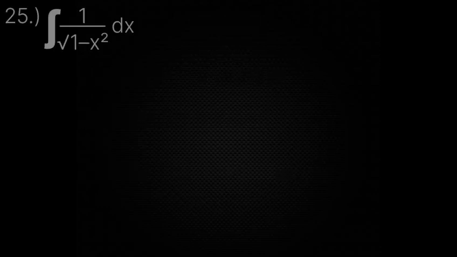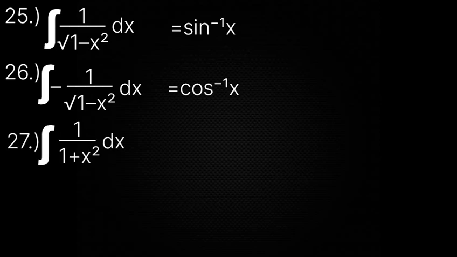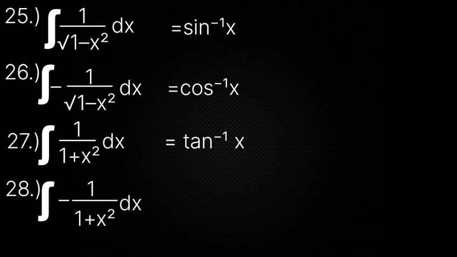The integral of 1 over the square root of 1 minus x squared dx gives us inverse sine x, while integrating minus 1 over the square root of 1 minus x squared dx results in inverse cosine x. Similarly, the integral of 1 over 1 plus x squared dx equals inverse tangent x, and adding a negative sign to that gives us the integral for inverse cotangent x.